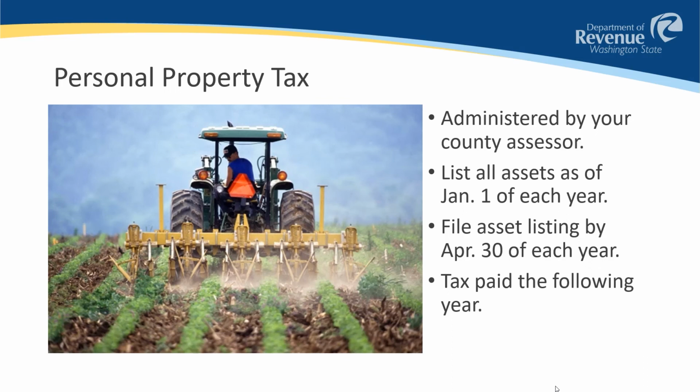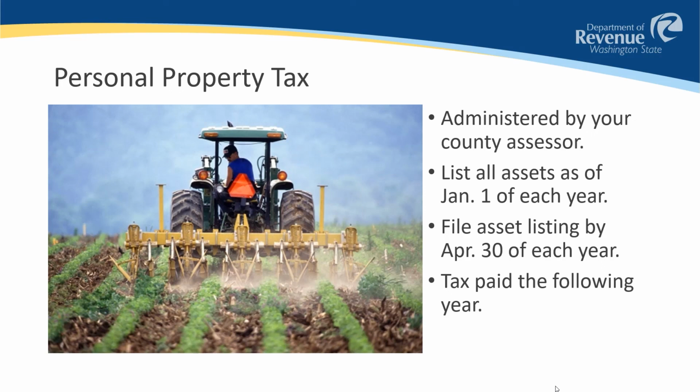Personal property tax is administered by your county assessor. The Department of Revenue oversees the personal property tax program statewide to make sure that the tax is applied consistently from county to county. You must provide a list to your county assessor of all of the business property you owned as of January 1st of each year. This list is due to the county assessor by April 30th. The list includes the date of purchase, the purchase price, and the type of property.